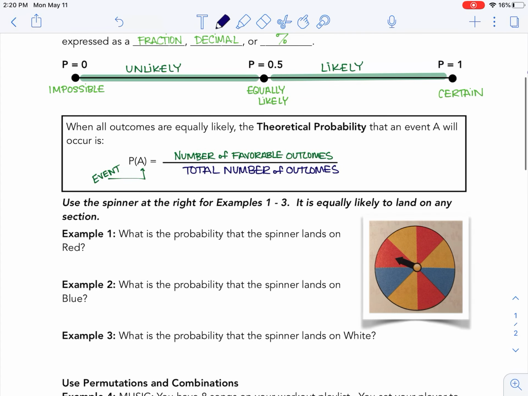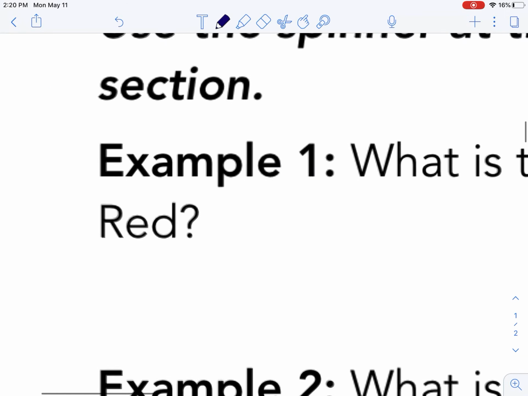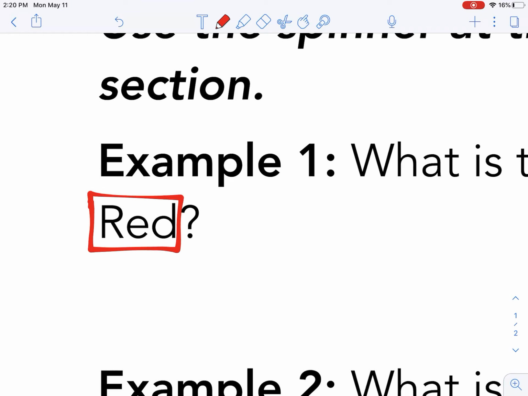All right, so let's put this to action. So here the event we have is spinning a spinner. It is equally likely to land on any of the sections, meaning it's not weighted toward one section. All of the pie sections here are all of the same size. So each one has an equal opportunity of being landed upon. So we would like to find the probability that the spinner lands on red. This is our favorable.